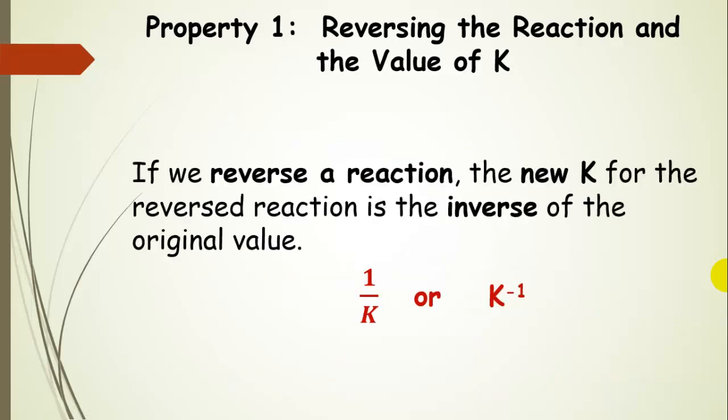So bottom line is that if we reverse a reaction, the new equilibrium constant for the reversed reaction is the inverse of the original value. So if we reverse a reaction, we have to take the inverse of the equilibrium constant.